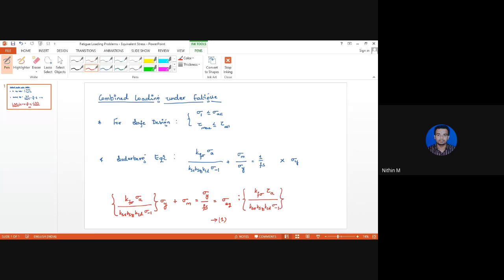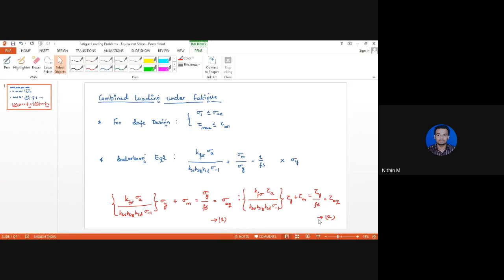Why? Because whenever we are determining the endurance limit of the material, the component is basically subjected to both bending and shear. So there is no such thing called sigma minus 1 torsion. There is no such thing called tau minus 1. Remember it. This multiplied by tau a plus the mean shear stress is equal to tau y divided by factor of safety, which is equal to tau equivalent. This is the equivalent shear stress induced in the member. Let me call this equation 2, right?